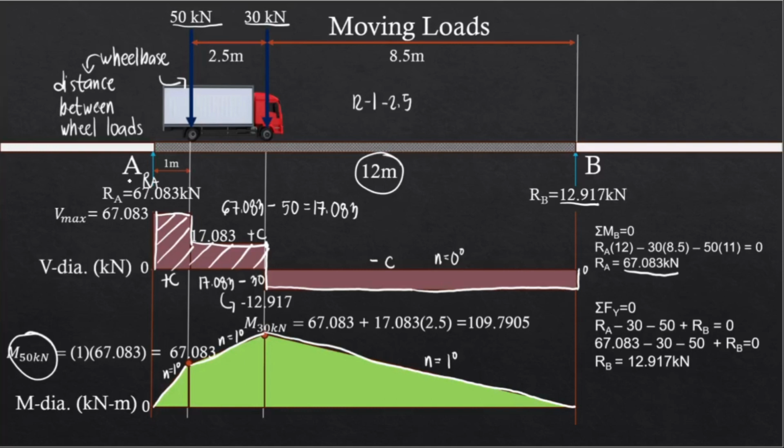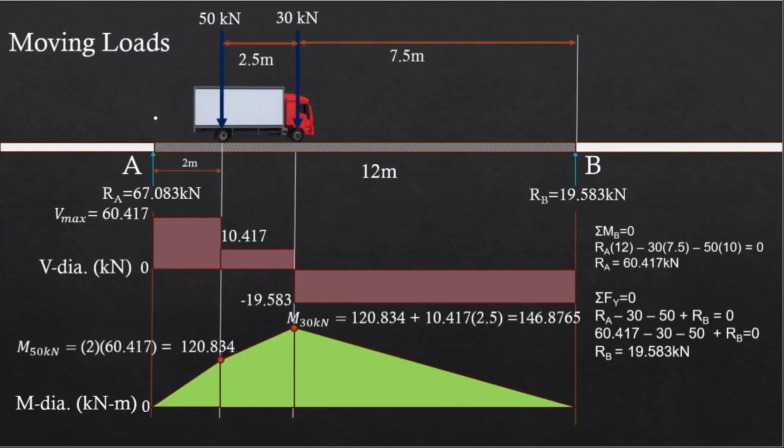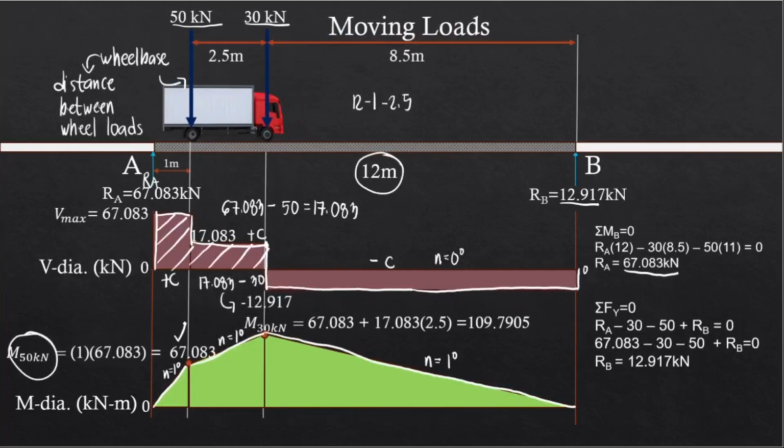Now let's say we're going to move the truck further. Let's say instead of 1 meter from the left, let's move it 2 meters. Now we have this one. As you can notice, the moment under the 30 kN load has increased, as well as the moment under the 50 kN load. Again, here we have 67.083, and then for the 30 kN load, we have 109.791.